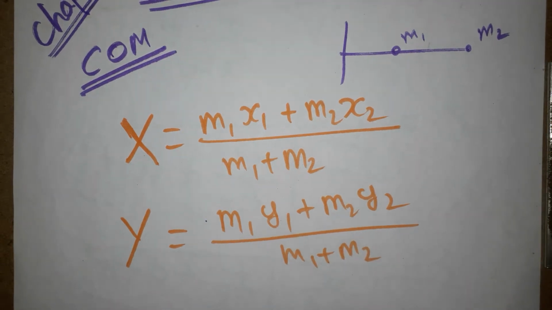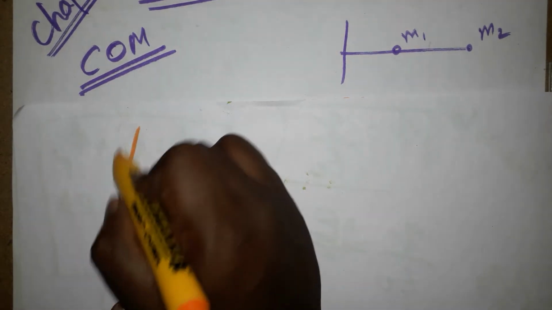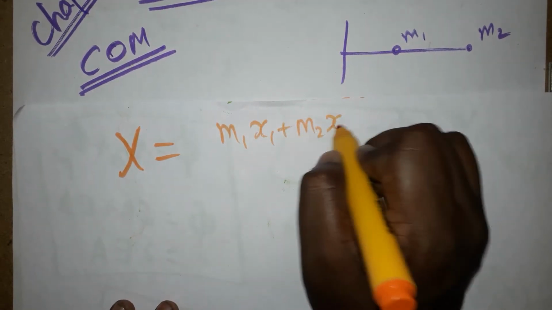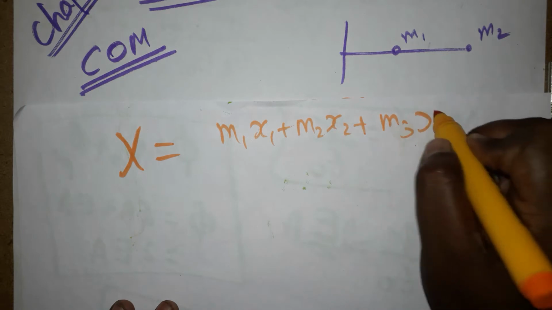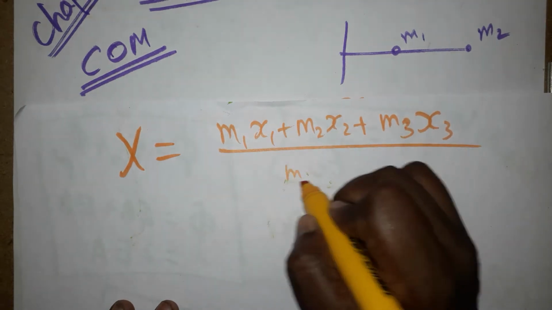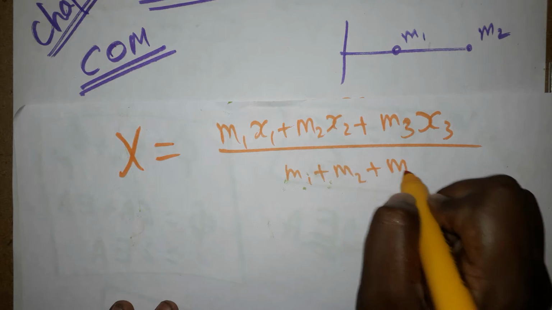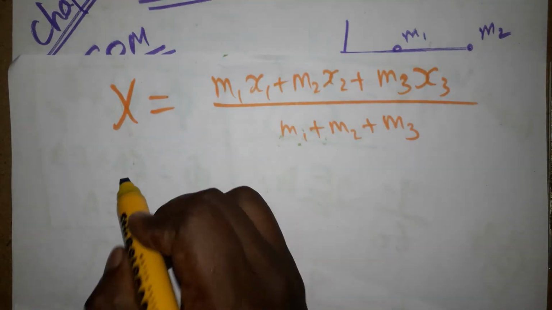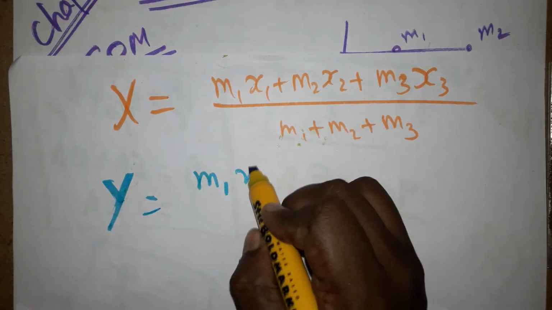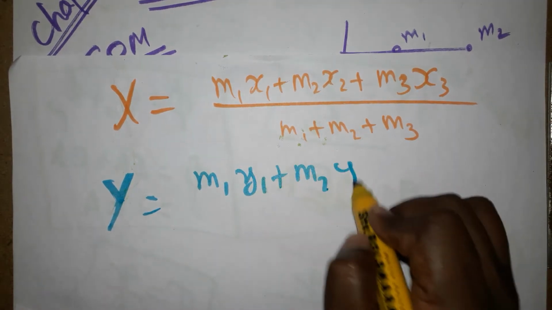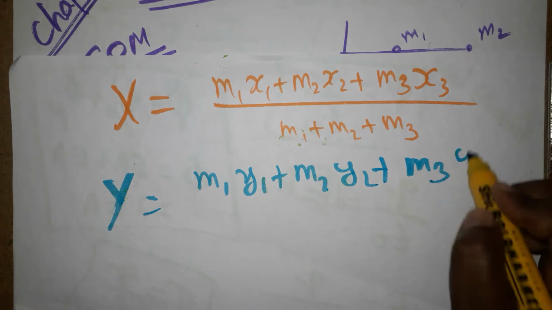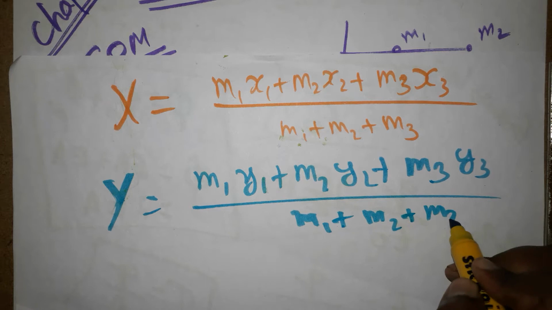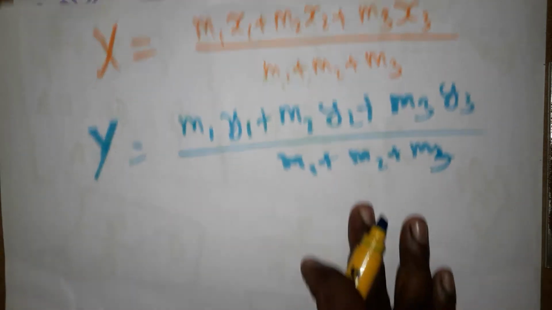In case of a three-particle system, the same equation applies: x = (m1 x1 + m2 x2 + m3 x3) / (m1 + m2 + m3). For the y-axis, y = (m1 y1 + m2 y2 + m3 y3) / (m1 + m2 + m3). You can use the same formula on the z-axis also.